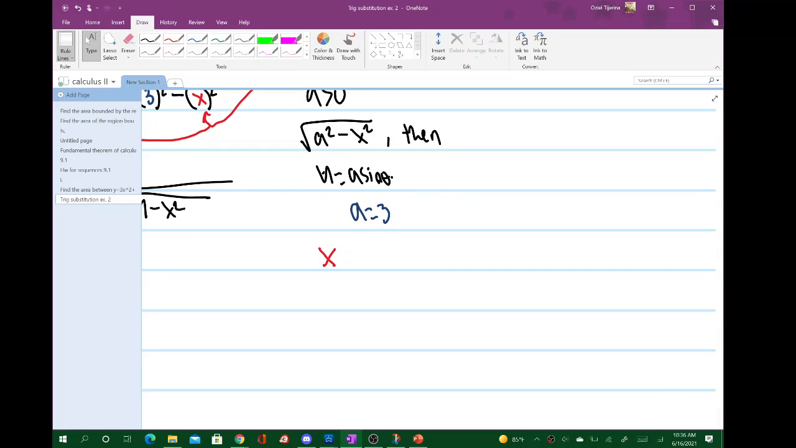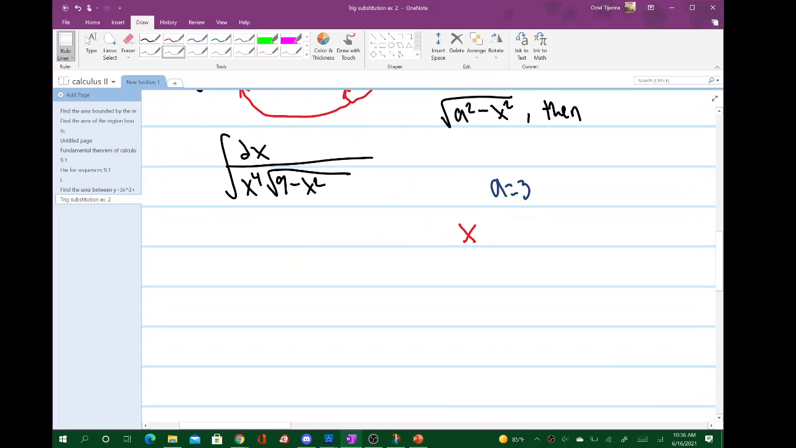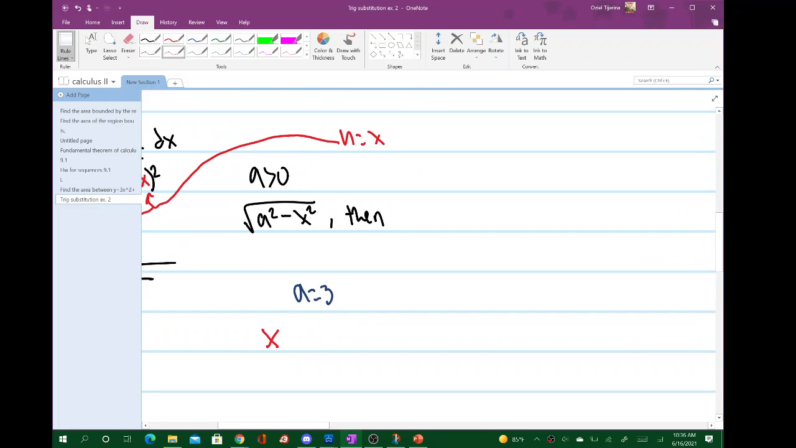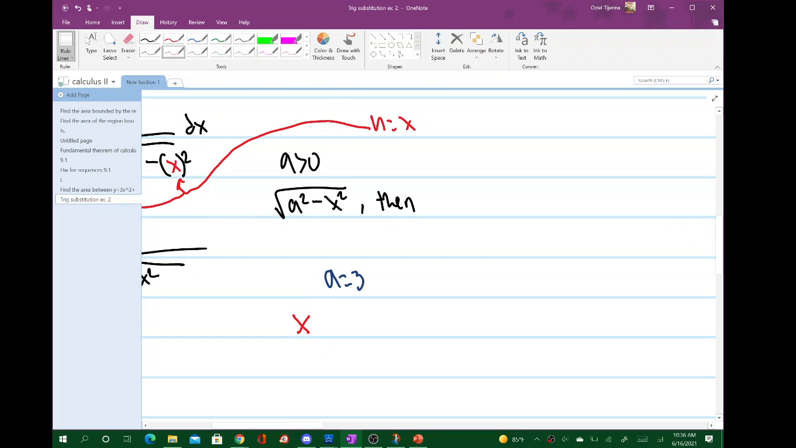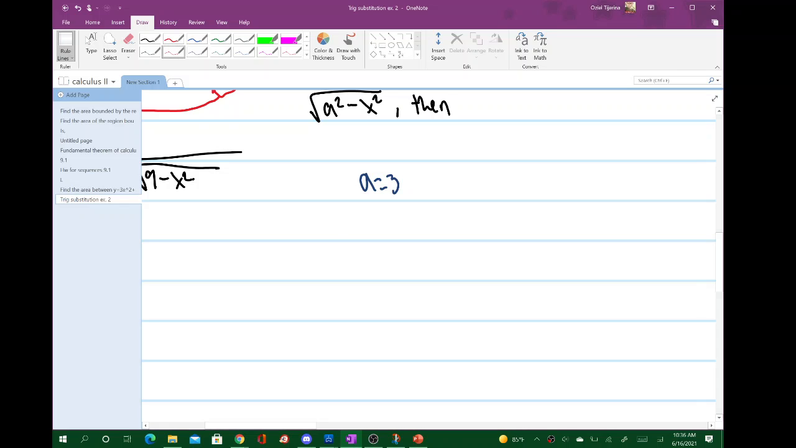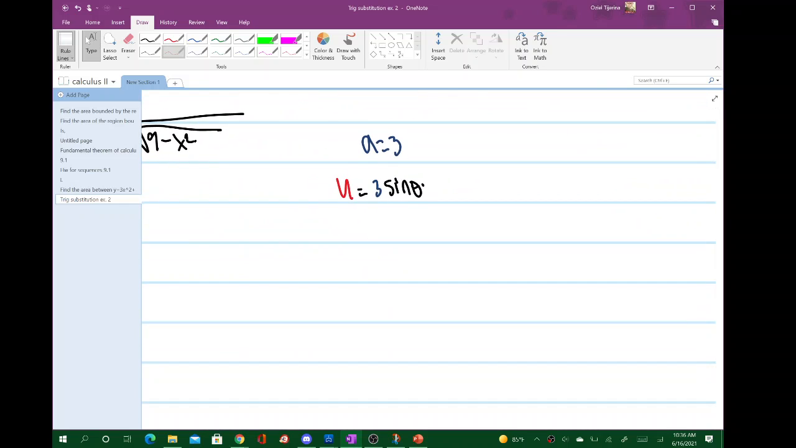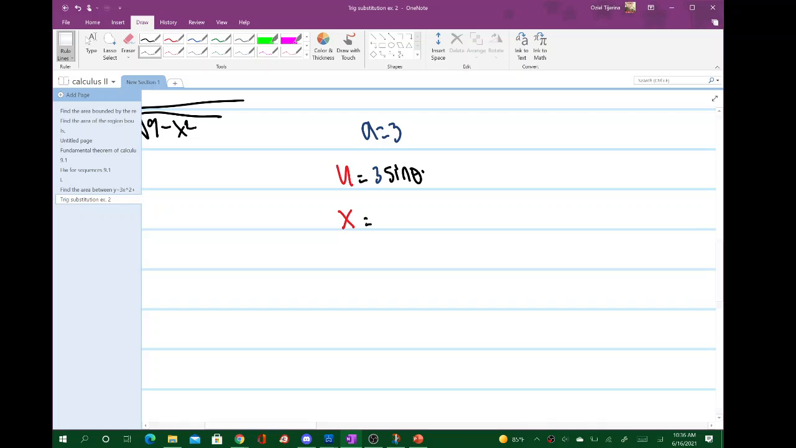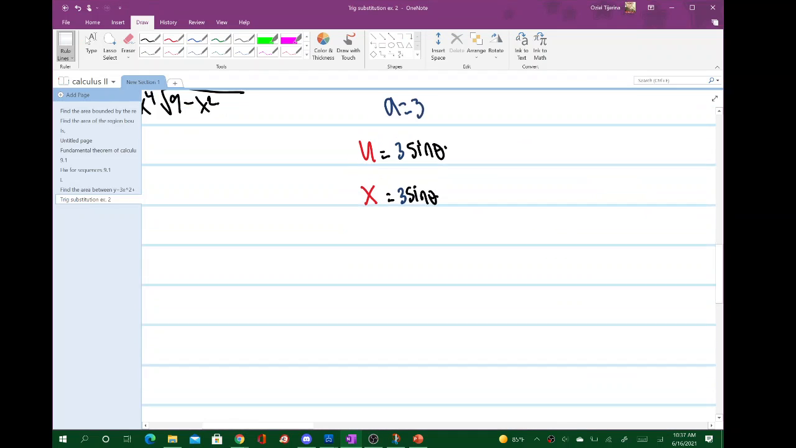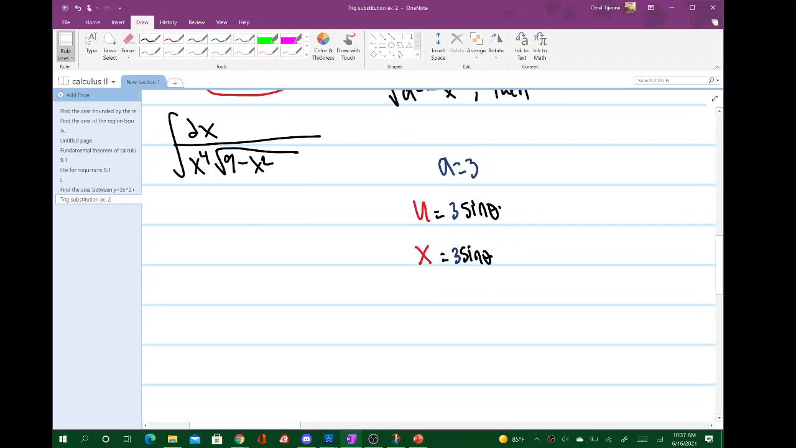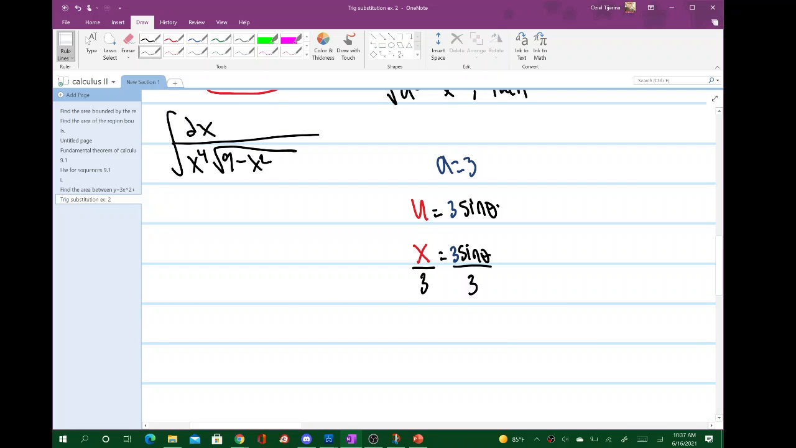Anytime they give you u equals a sine theta, instead use x equals a sine theta, or whatever they give you for u. What if they give you u equals something? Then put whatever u equals into it. Here, for example, I'm going to say u is equal to 3 sine theta. Then because u equals x, x is equal to 3 sine theta. Okay, right? If we divide both sides by 3, sine theta is x over 3. We know that, right?